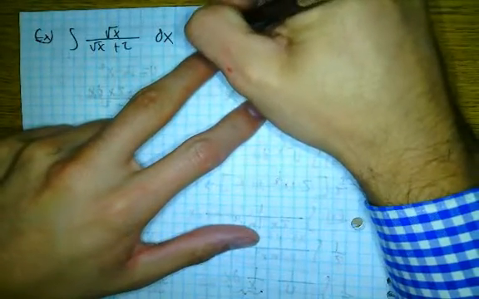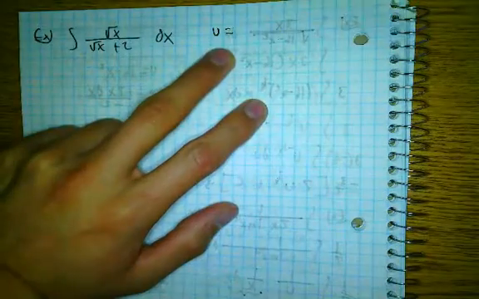Okay, so let's do this. Let's think of U substitution. Let U equal what? Let's make this the more complicated side. So how about square root of x plus 2? Let's see what happens, okay?